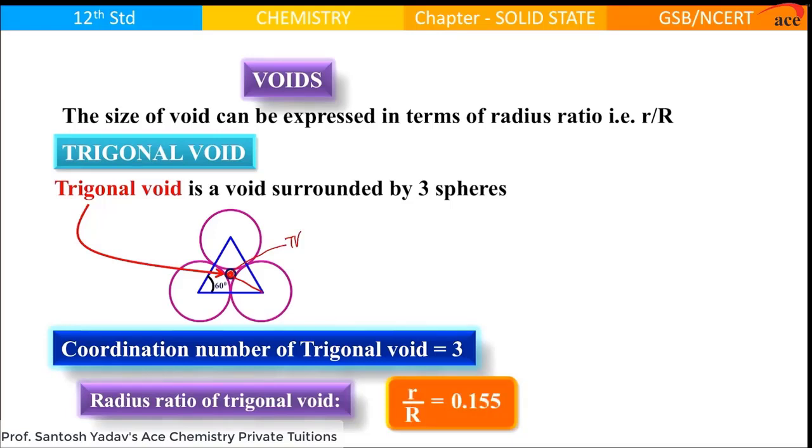0.155 for a trigonal void. Again, small r stands for the radius of a sphere which exactly fits into the void, and capital R stands for the radius of the sphere which makes up that void. So, this is small r and this is your capital R. Trigonal void.